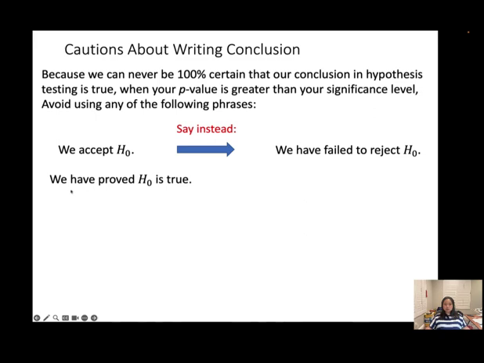Or you never say we have proof H0 is true. We can't say that. We can only say we cannot reject the null hypothesis. So when you draw the conclusion, we'll be using this sentence rather than saying we accept it or we prove it.